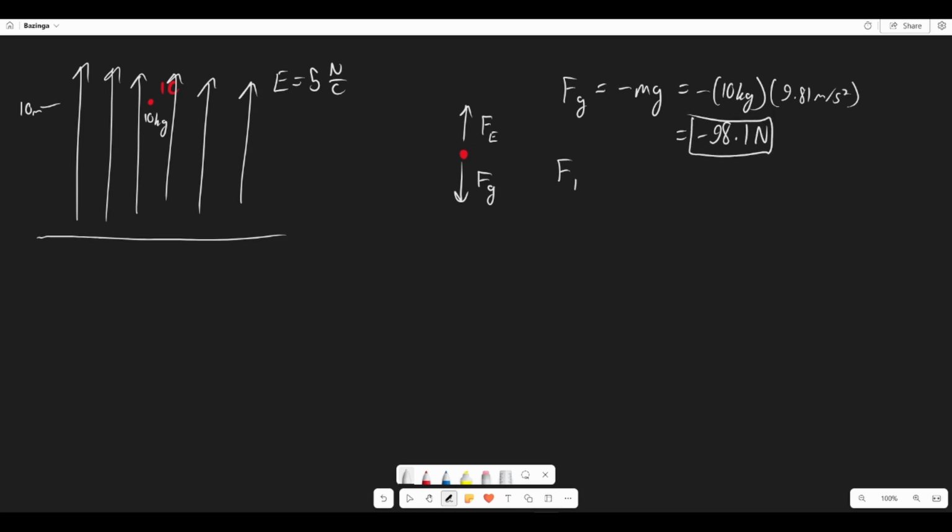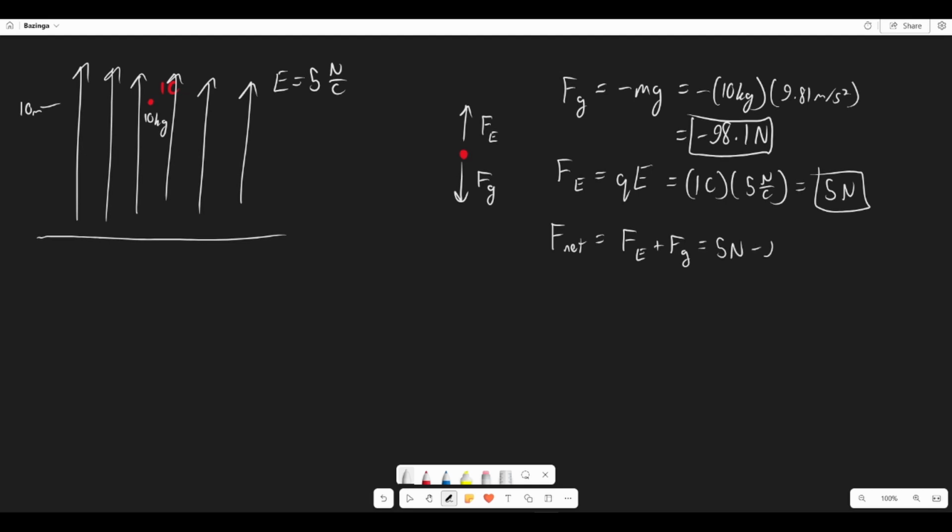For the force due to the electric field, we can calculate that using QE. As the charge is 1 coulomb, we can plug that in, and the electric field of 5 newtons per coulomb to obtain an equivalent force of 5 newtons. So our net force is calculated to be the sum of the two forces, which equals 5 newtons minus 98.1 newtons, or simply negative 93.1 newtons.